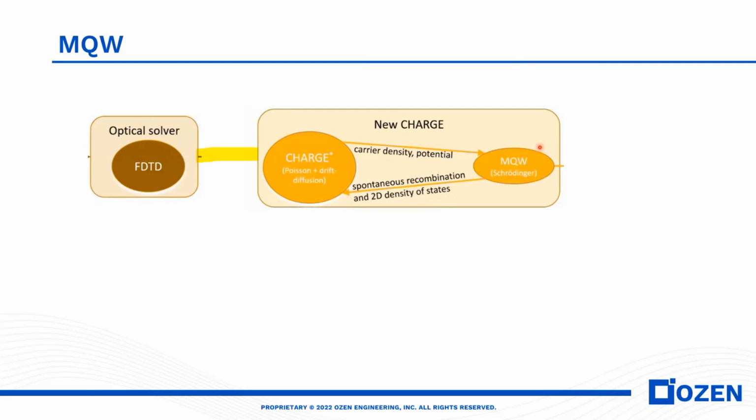Sometimes in your structure you have a quantum well. If you have a quantum well in your structure, there is a dynamic link between charge and multi-quantum well, so you can define your quantum well structure, and Lumerical charge can solve the Schrodinger equation and drift diffusion equation in a dynamic workflow. And also, similar to the previous example, you can use the output of FDTD. So this is the whole picture.